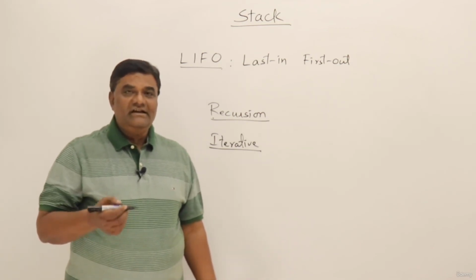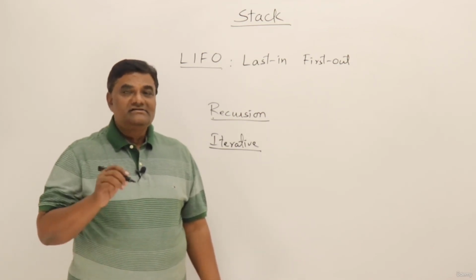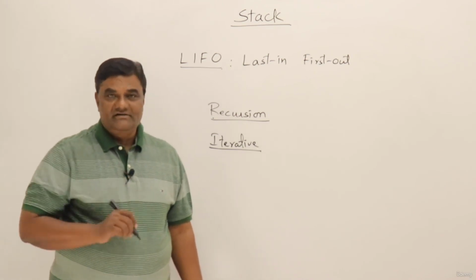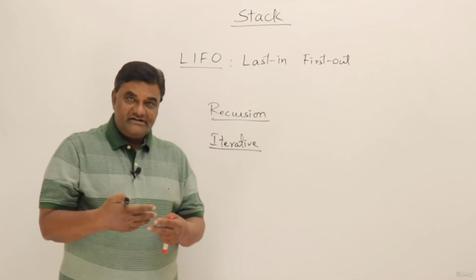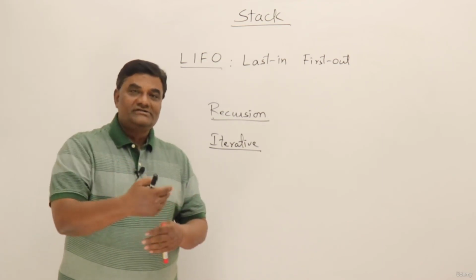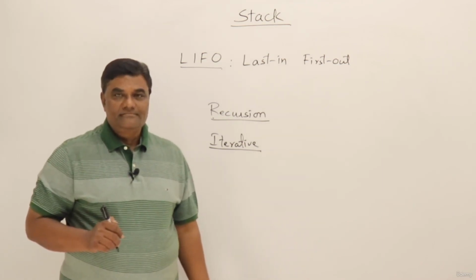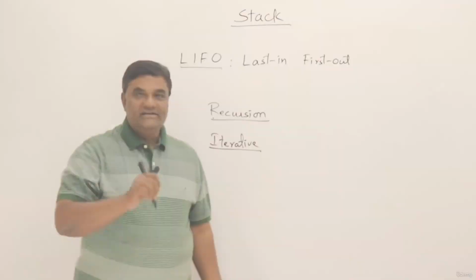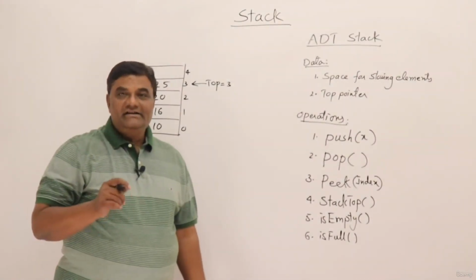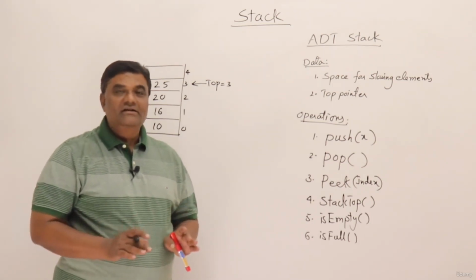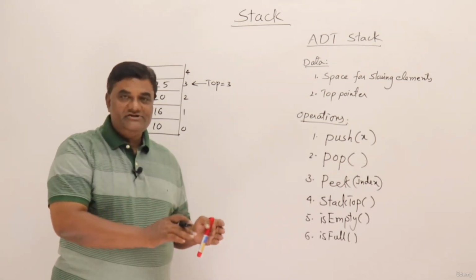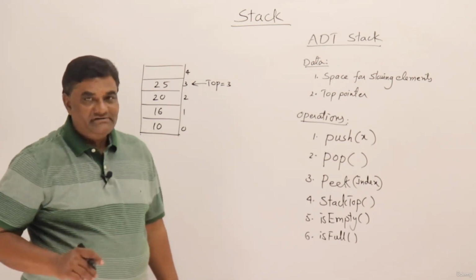Now let us see the ADT of stack, that is, the abstract data type of stack. The abstract data type will contain the data representation and the operations on the stack. Let us look at the ADT of stack. ADT just gives the definition of a stack in terms of data representation and the operations.